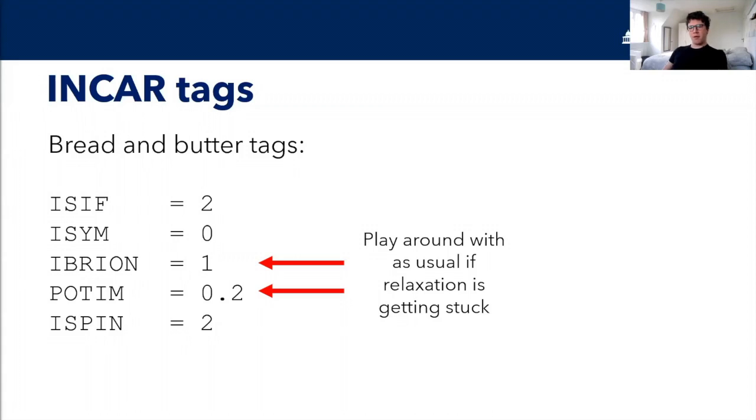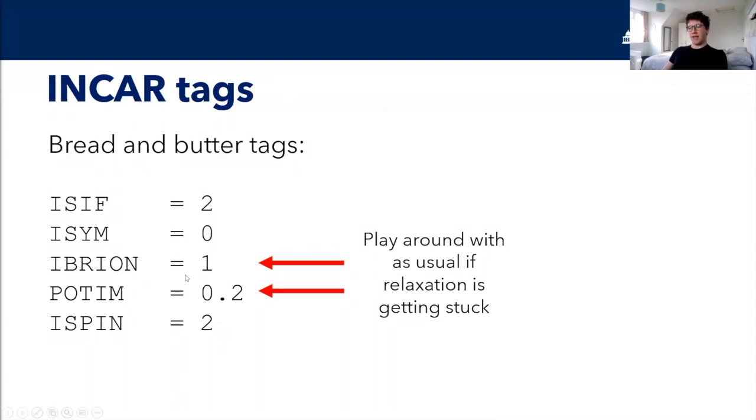You're typically best off starting with IBRION equals 1, as it performs best when you're further away from a local minimum. And then as your defects get closer to relaxing, you can switch to IBRION equal to 2 if you get stuck. And for defects, POTIM equals 0.2 is generally a good starting point as well.